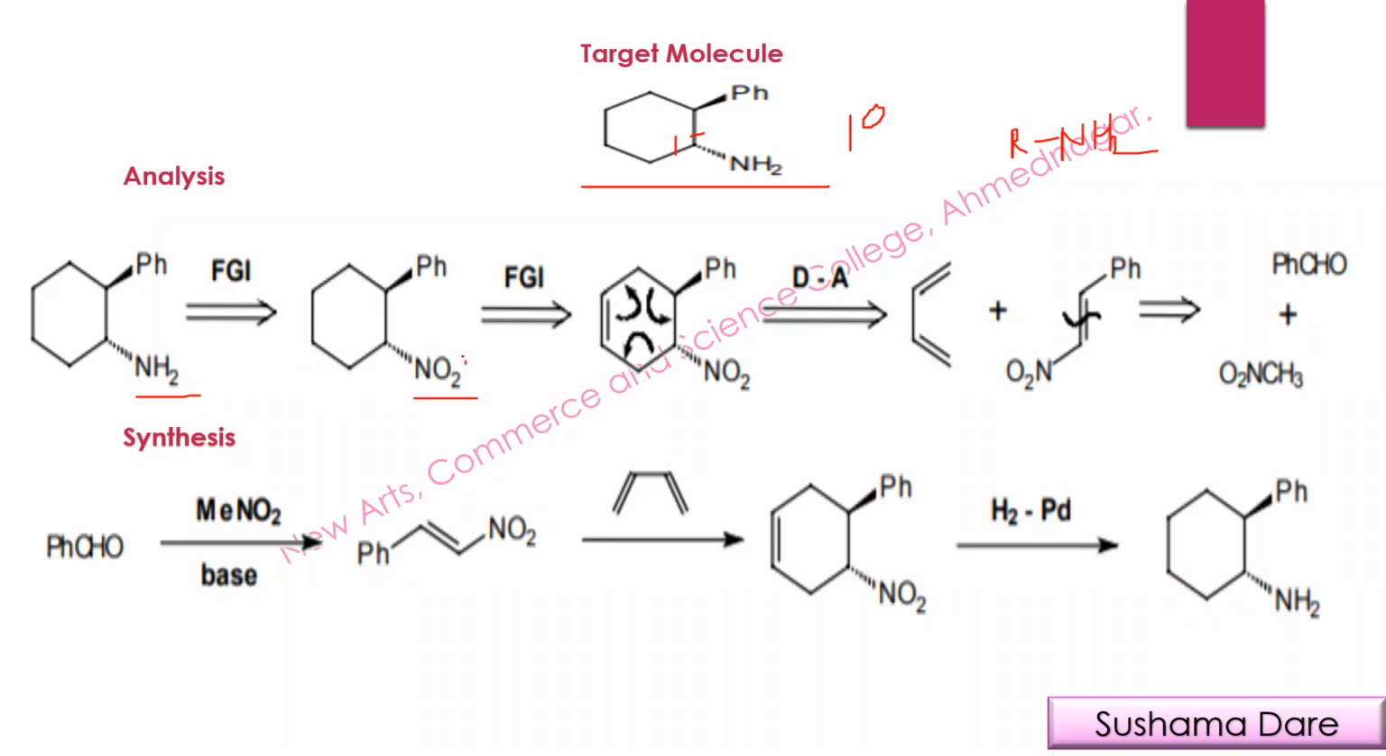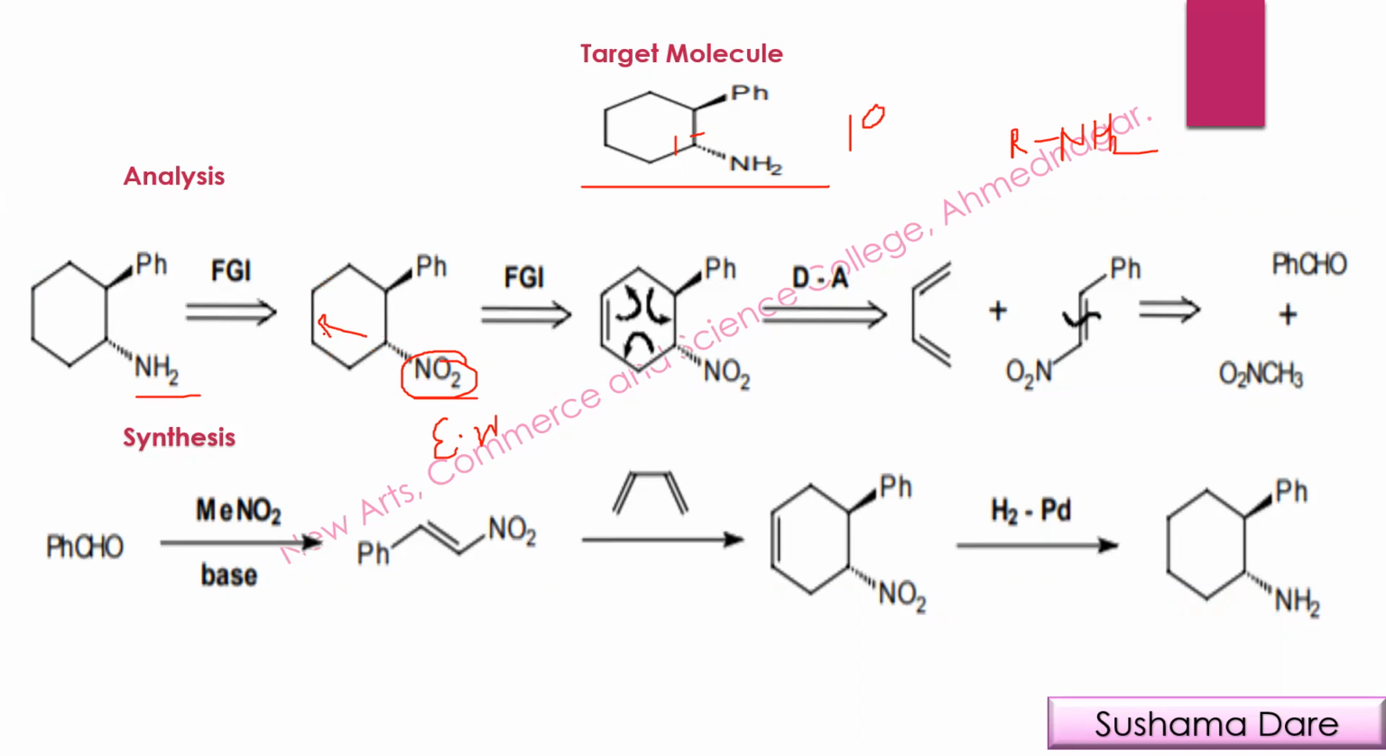Now this is the NO2 group, which we call an electron withdrawing group, and it is on the 6-membered ring carbon. Whenever an electron withdrawing group is on the 6-membered ring carbon, we can easily go with the retro Diels-Alder reaction. For Diels-Alder, we need an endocyclic double bond, which is exactly anti to the electron withdrawing group.